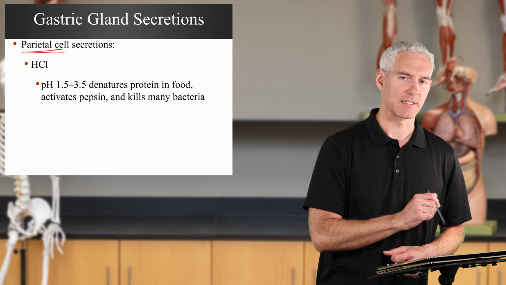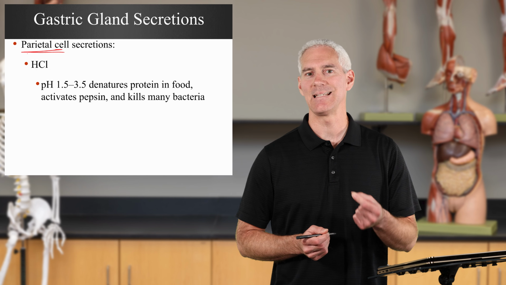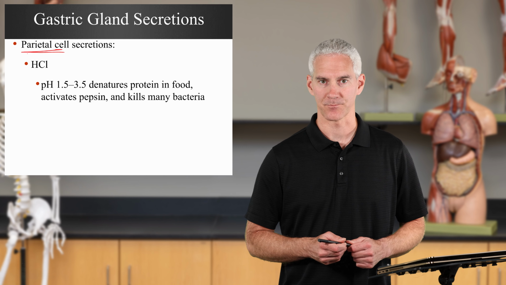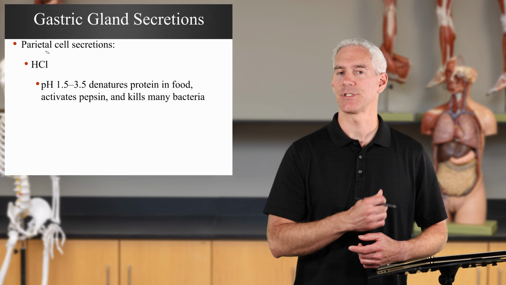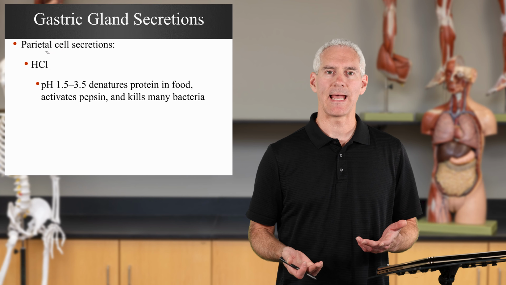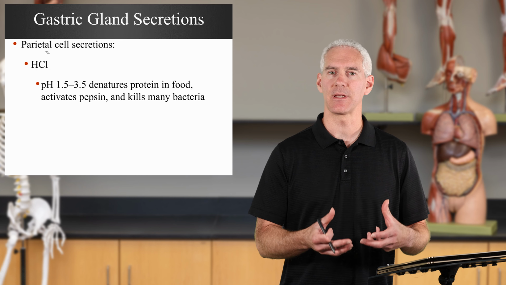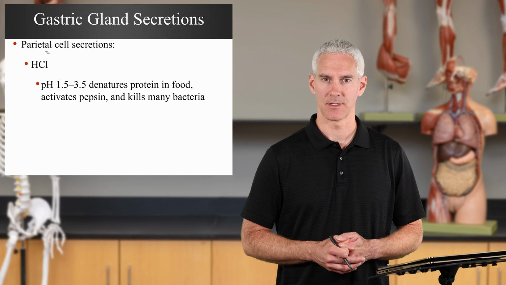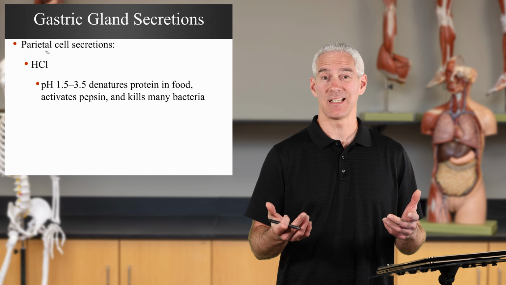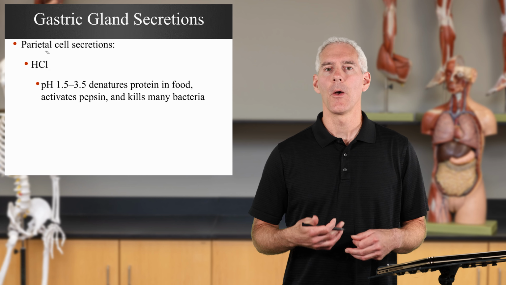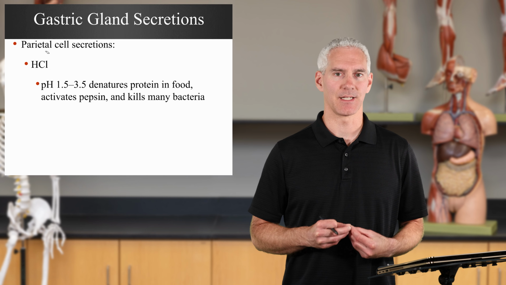Now, these parietal cells are going to have two main secretions that we're focusing on. The first secretion is hydrochloric acid, that's the HCl. Now, hydrochloric acid is what helps to give the stomach its very acidic environment. pH of 1.5 to 3.5 I have here. Sometimes you'll see it even down to pH of 1. But the idea is it's very acidic.